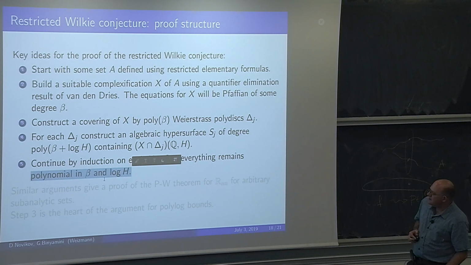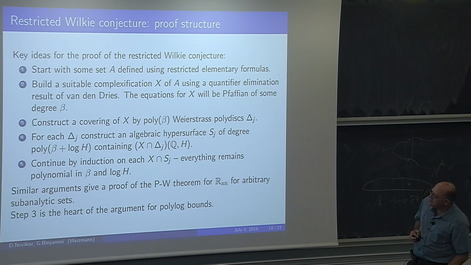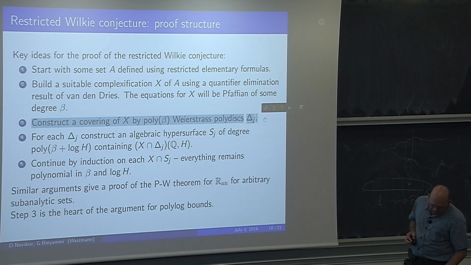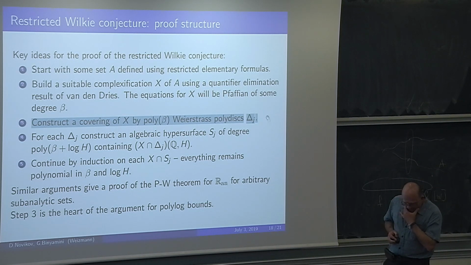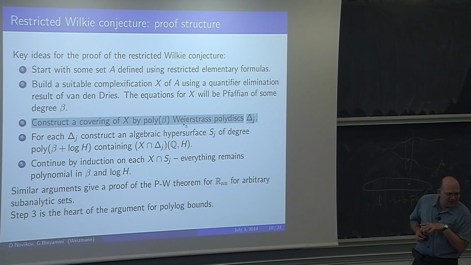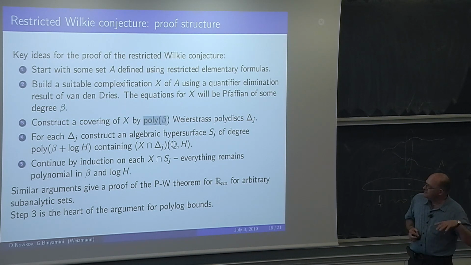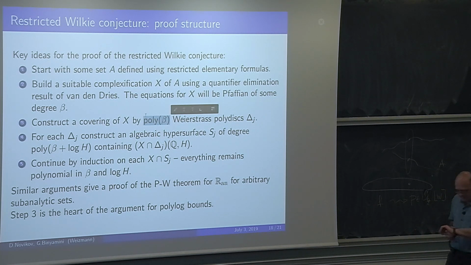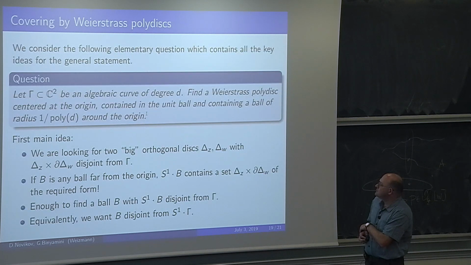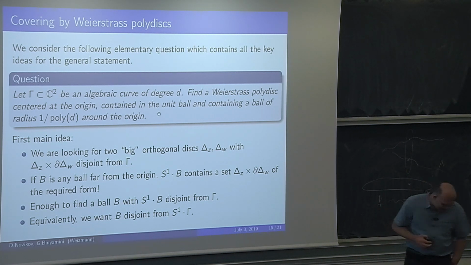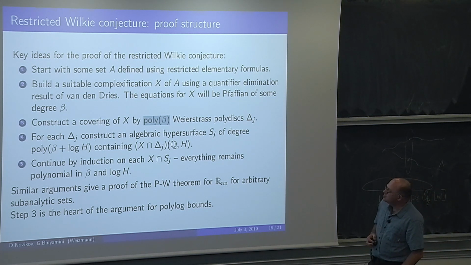So the crucial thing is this step. You have a set defined by Pfaffian functions of some degree beta, and you want to cover it by Weierstrass polydisks, and you want to count it by not too many Weierstrass polydisks. So good. So how do we do it? We should somehow use the fact that the set is Pfaffian. So we know how to compute its topological complexity, all this stuff.